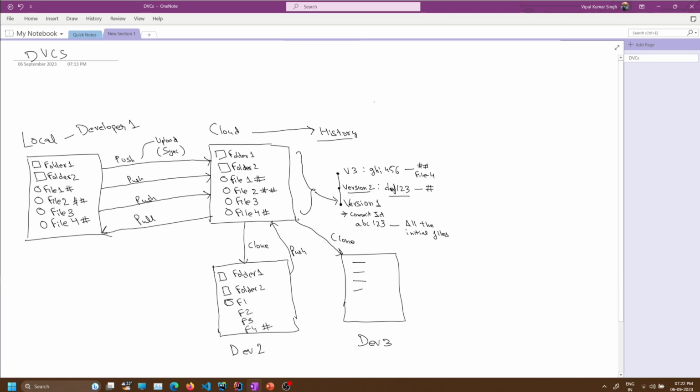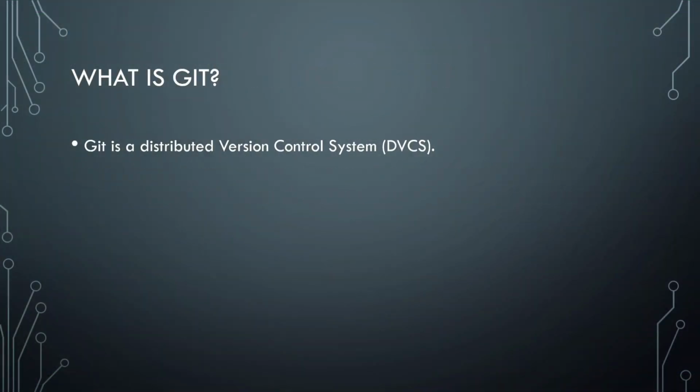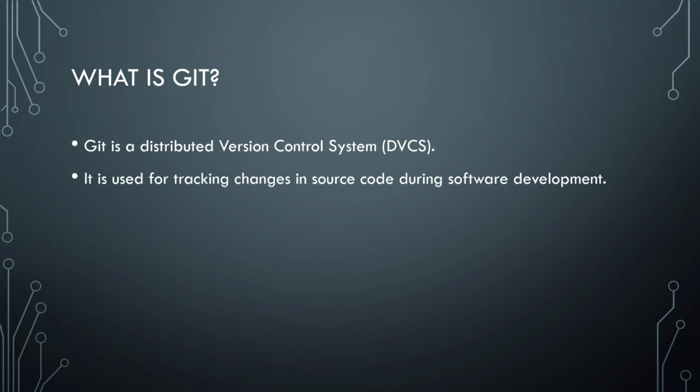Hence all the developers can work on the same code simultaneously, and changes made by each developer will have their own version. This is known as a distributed version control system. And since Git provides all these functionalities, therefore we say that Git is a distributed version control system. So, we use Git for tracking changes in our source code during software development. Git was created by Linus Torvalds in 2005, the same person who created the Linux kernel. That's it for this video, and I'll see you in the next one.